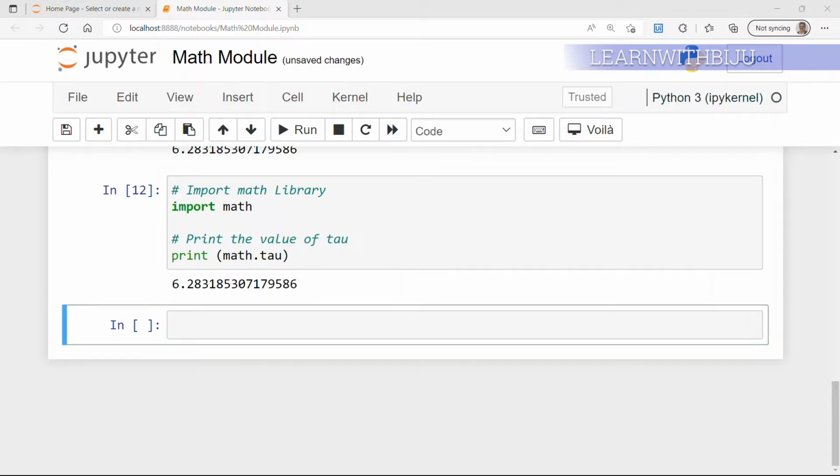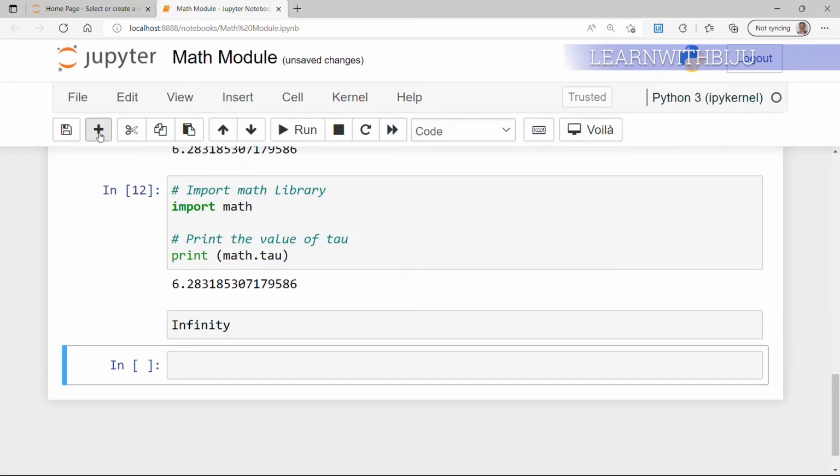Next we are going to see the constant infinity. So what is infinity? Infinity basically means something which is never ending or boundless from both directions, that is negative and positive. Infinity cannot be depicted by a number.